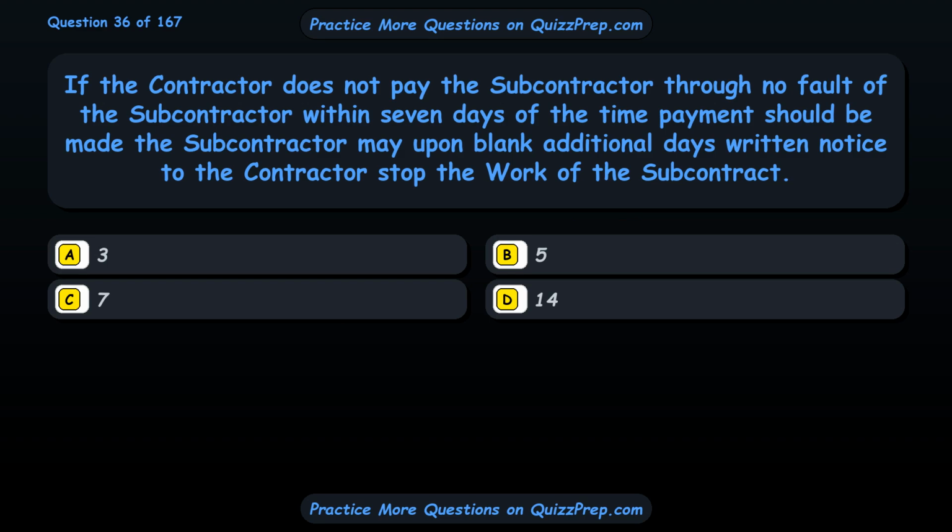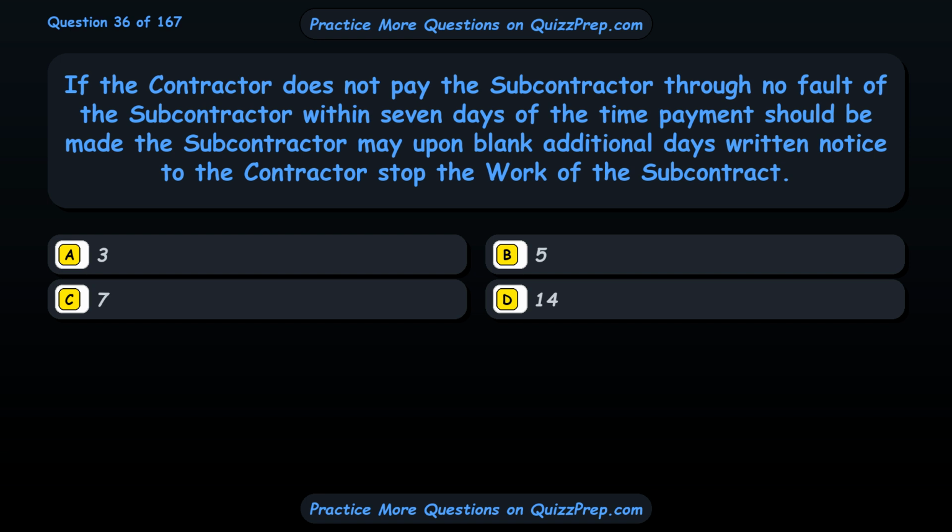Question 36. If the contractor does not pay the subcontractor through no fault of the subcontractor within 7 days of the time payment should be made, the subcontractor may upon blank additional days written notice to the contractor stop the work of the subcontract.